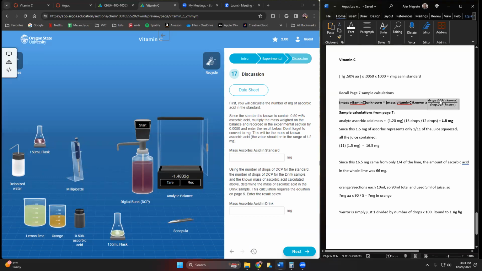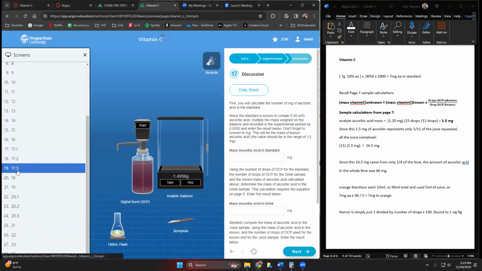We're going to multiply by the number of drops we used in the standard. I'm sorry, multiply by the unknown. So however many drops of your unknown divided by the drops of your known, which is the standard. So again, we're going to take the mass that we just calculated, multiply it by the drops of the unknown lemon lime juice drink, divide that by the number of drops of known that we use for the standard, and that will give you its mass in milligrams.